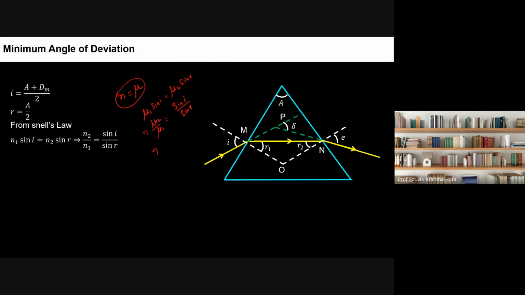And this mu2 by mu1 is nothing but mu 2 to 1 in subscript. Sin i by sin r. Now sin i, we know this value, (A plus dm) by 2, and sin r is A by 2. Now we know one concept: for very, very small values of angle, we can consider sin theta is equal to theta. So sin of (A plus dm) by 2 is only (A plus dm) by 2. Sin A by 2 is only A by 2. No need to give sine because this is the property. For sine and tan we can do this, but for cos we can't.